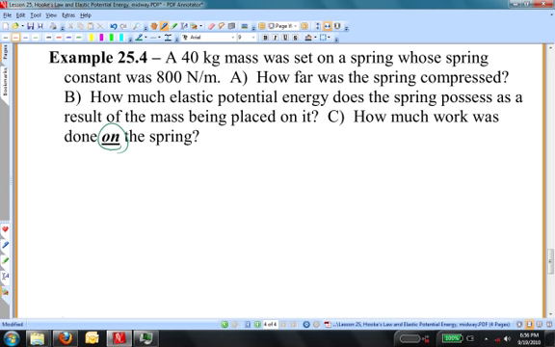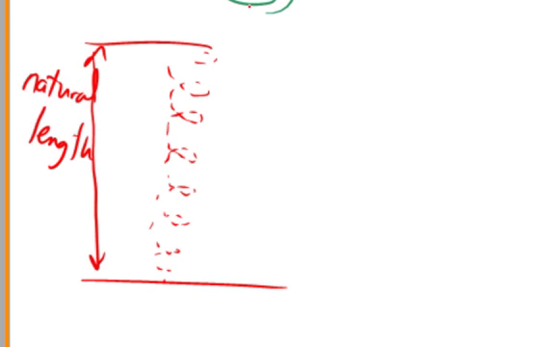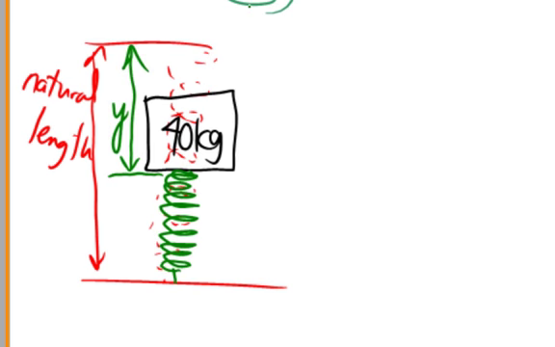Let's solve this problem. So here's a poor drawing of a spring that is uncompressed. Your textbook actually has a diagram, which I have not reproduced here, but I'm sketching it. Here is my uncompressed spring. Now I set a 40 kilogram mass on it, and I want to know how far the spring is compressed. I'm going to call that amount of compression y. I didn't do that in the previous problem. I could have when we had vertical things, but I generally like to make my variables go with the directions. So I'm going to make this y.